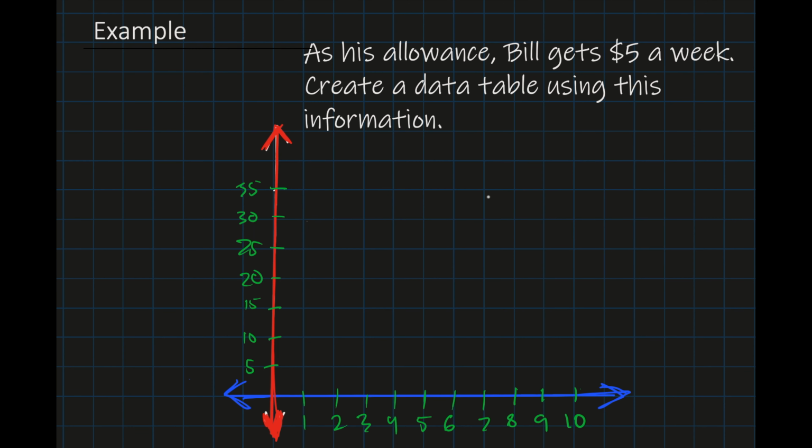So today's lesson is going to be an example and an example only. We have this one graphing table here, right? And here's our problem. As his allowance, Bill gets $5 a week. Create a data table using this information, okay? So I have this data table right here. We're going to start off here.